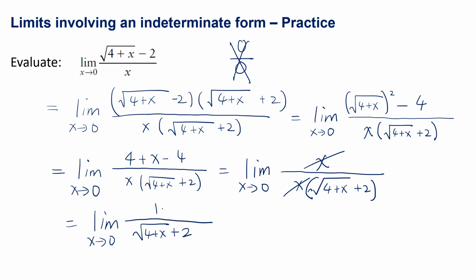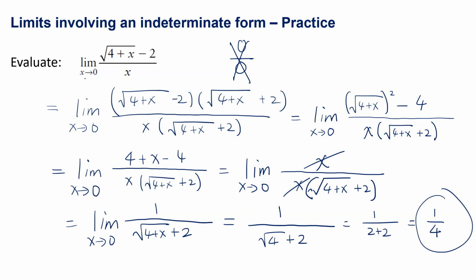So now we have a ratio between two elementary functions. And we know this function is actually continuous at any point that is defined. Therefore, we can just insert x equals 0 into this function to evaluate this limit at this point. So if we insert x equals 0 here, that's 1 over square root of 4 plus 2, which is 1 over 2 plus 2 equals 1/4. So the correct answer of the limit of this function as x approaches 0 is 1 over 4, right?